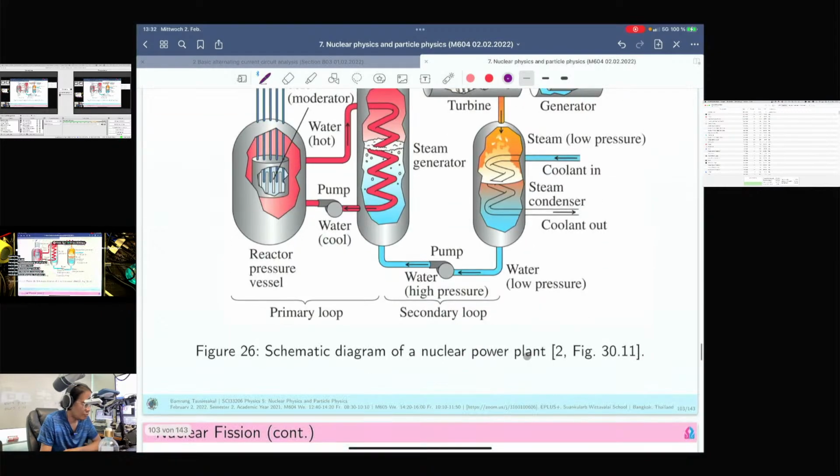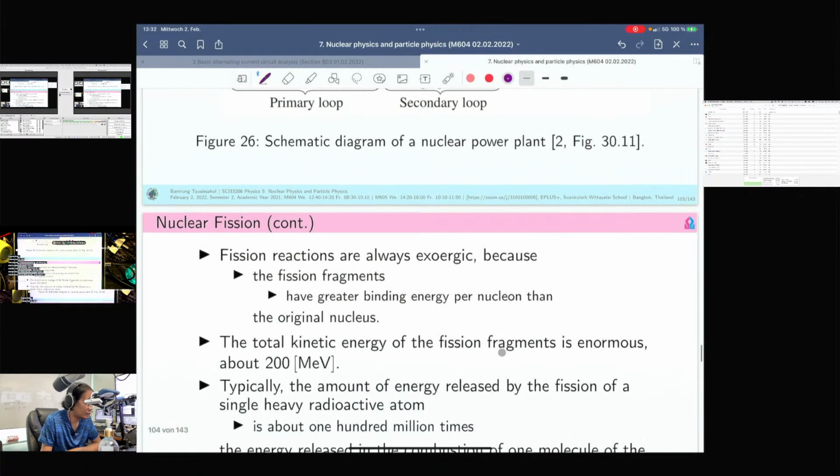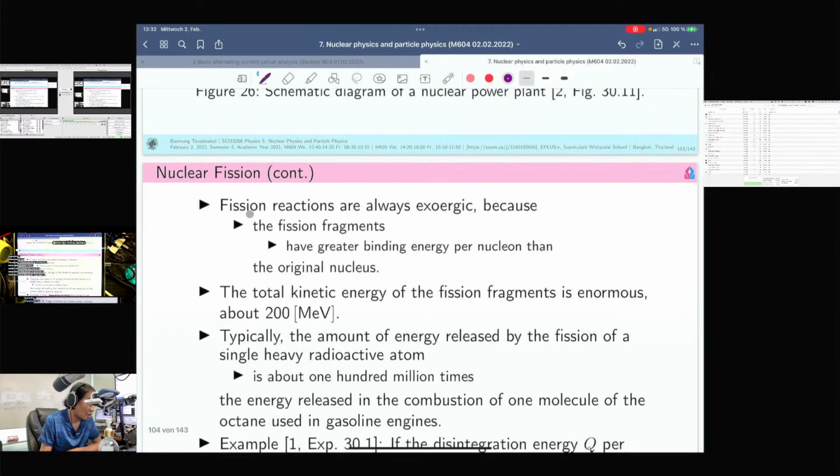Now we move to another thing, nuclear fission, right? Fission reactions are always exergic.